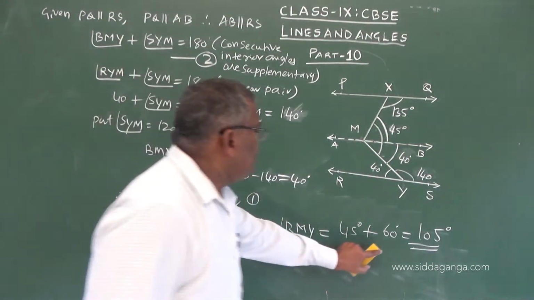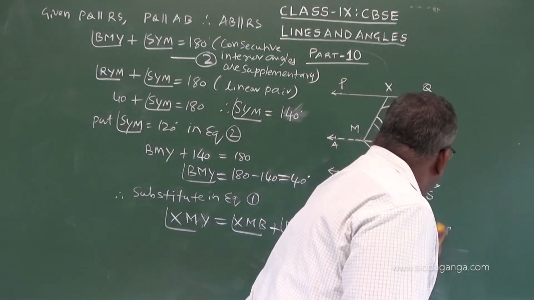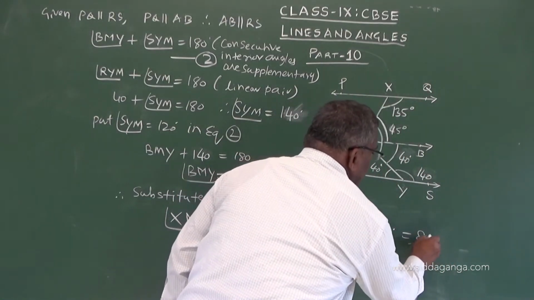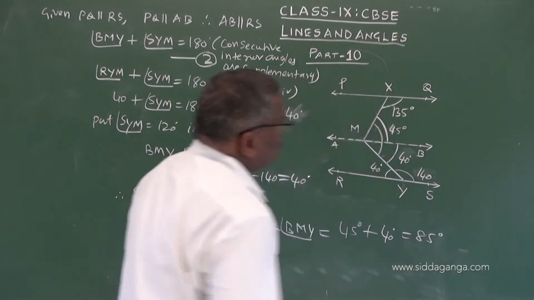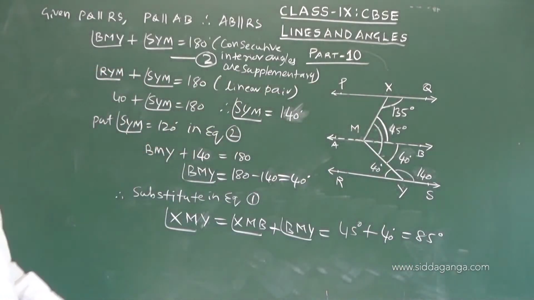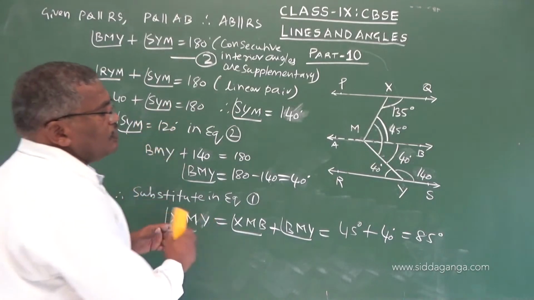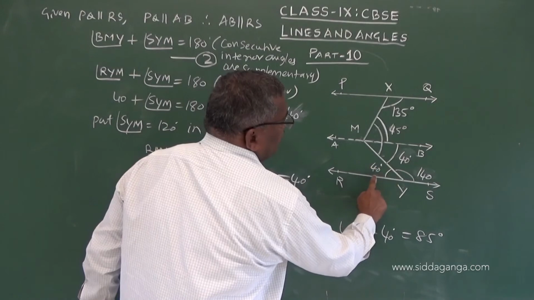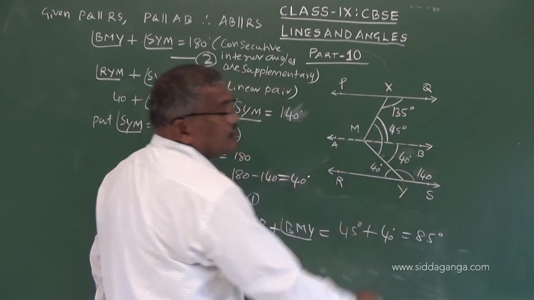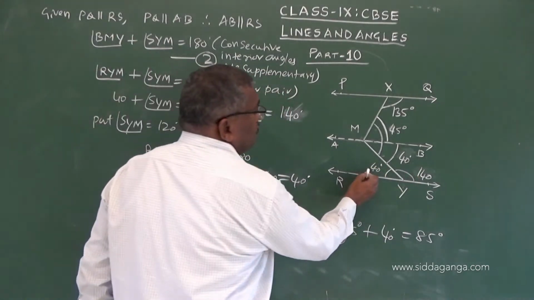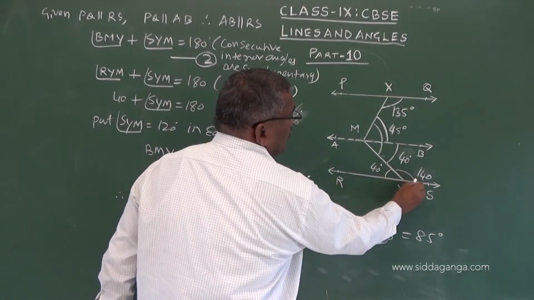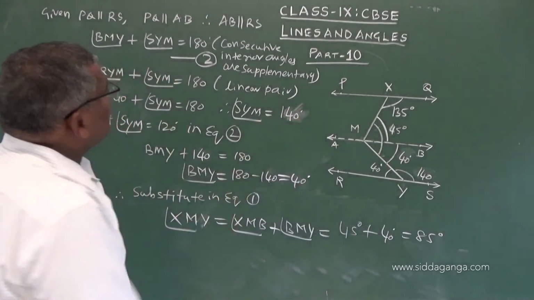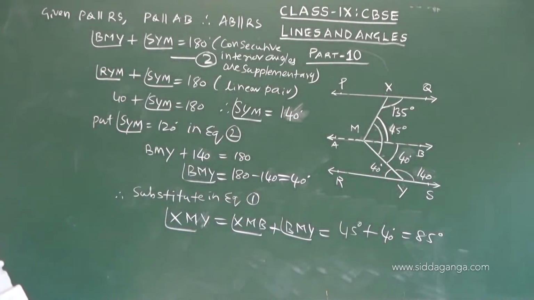So therefore we will get 85. So there was a small error. Kindly understand. The sum of these two angles, these are a linear pair, 140 plus 40, is 180. So it was taken as 120 by mistake. 40 plus 140 is 180. Total is 180. So I have made the necessary corrections. Now it is correct.